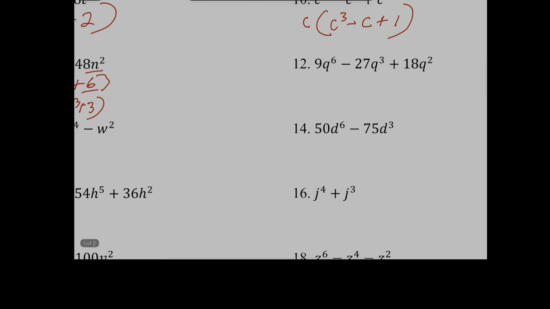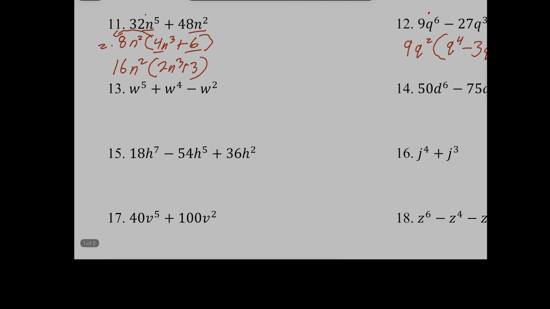Number 12, between 9, 27, and 18, the biggest number I can pull out is 9. And now let's look at the letters. 6, 3, 2. I can pull out 2 of these. Now what's left over? In the first term, the number's gone, but I had 6 q's. I pulled out 2. I'm left with 4. In the second one, I'm going to divide to get 3. I had 3 q's. I pulled out 2. I'm left with 1. And in the last one, I have a 2, and all my q's are gone.